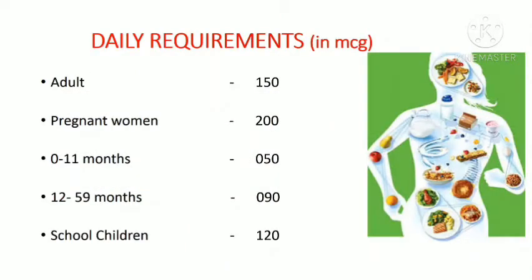Daily requirements of iodine in micrograms per day are: for adults, 150 micrograms per day. For pregnant women, it's 200 micrograms per day. From 0 to 11 months of infants, it's 50 micrograms per day. For the 12 to 59 months age group, we need 90 micrograms per day. And for school children, it's 120 micrograms per day.